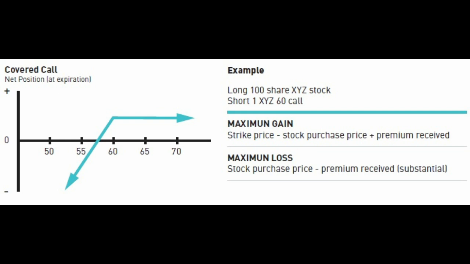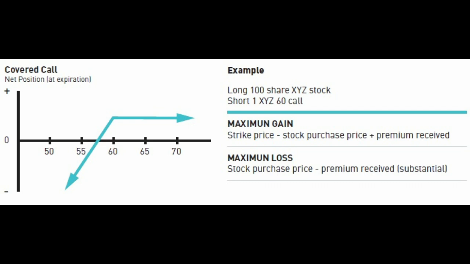So for an example, if you own 100 shares of a company currently trading at $57 per share, you sell a call option with a strike price of 60, expiring in 1 month, and receive a premium of $2 per share. If the stock price remains below 60, you keep the premium and the shares.